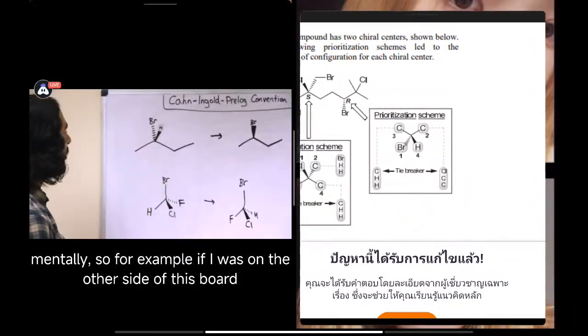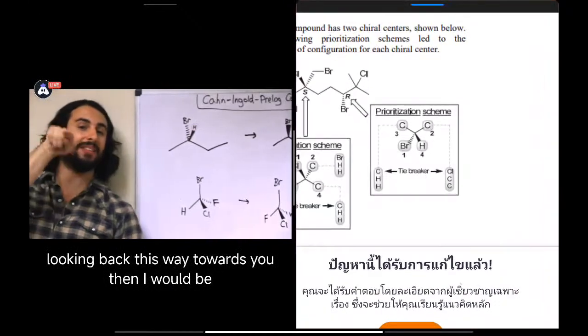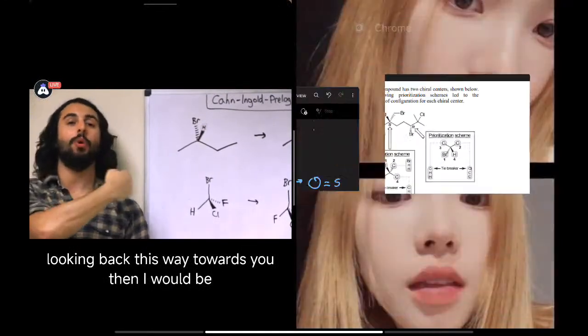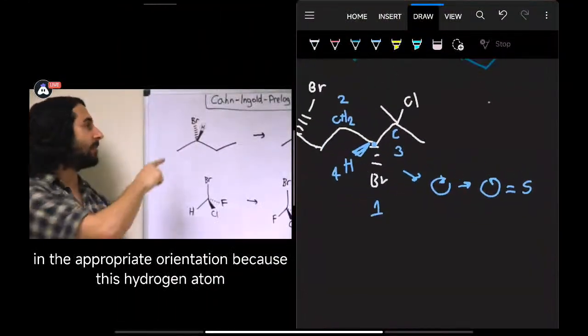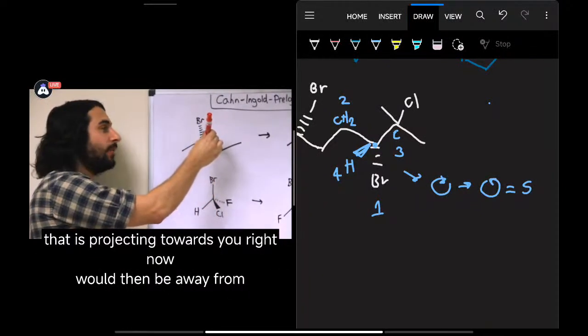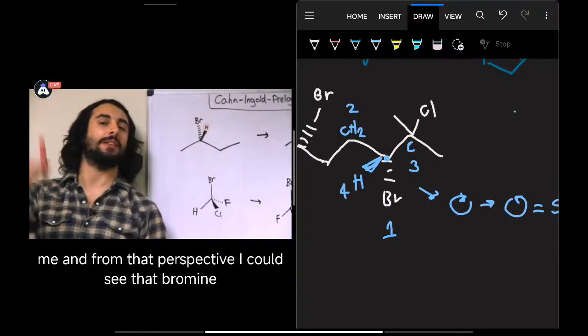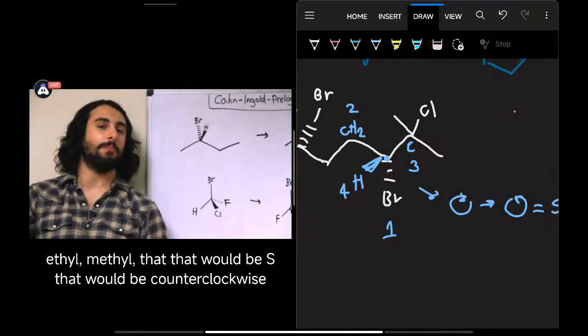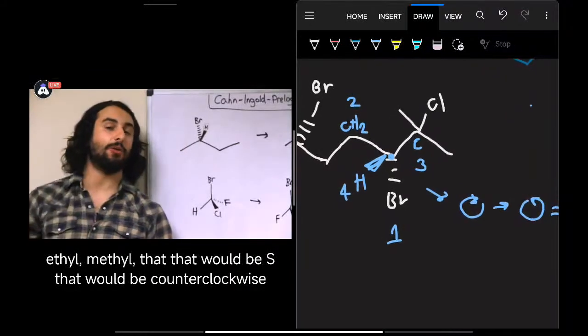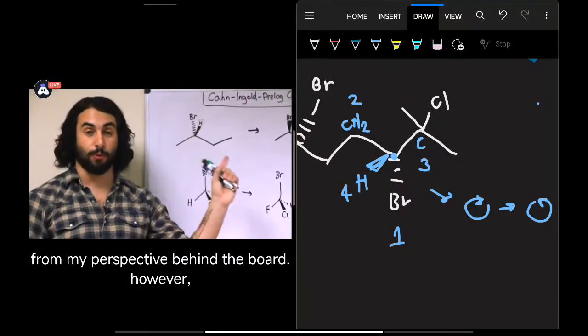So for example, if I was on the other side of this board, looking back this way towards you, then I would be in the appropriate orientation because this hydrogen atom that is projecting towards you right now would then be away from me. And from that perspective, I could see that bromine, ethyl, methyl, that would be S, that would be counterclockwise from my perspective behind the board.